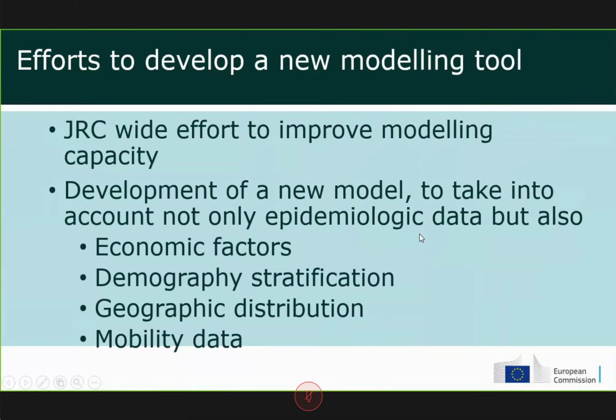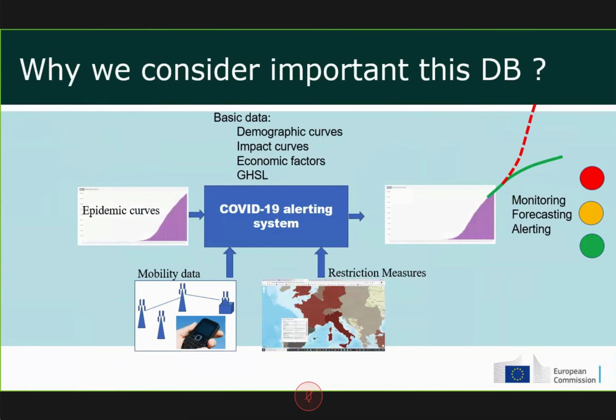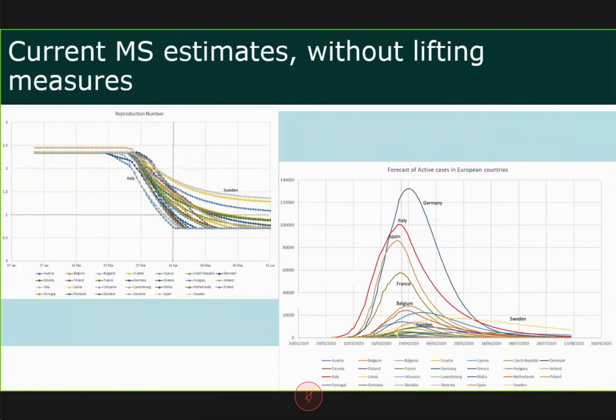This is not the only thing that we are doing. We are also trying to develop new modeling tools in order to take into account additional factors. The objective of all this activity is to build an alerting system for COVID that can take into account the epidemic curve, mobility data, which we will come back to in a moment, and the restriction measures, and to produce alerts based on the estimated behavior for the future once all those systems are calculated and estimated. It is not simple. We are at the beginning of this activity, but we are working on it.